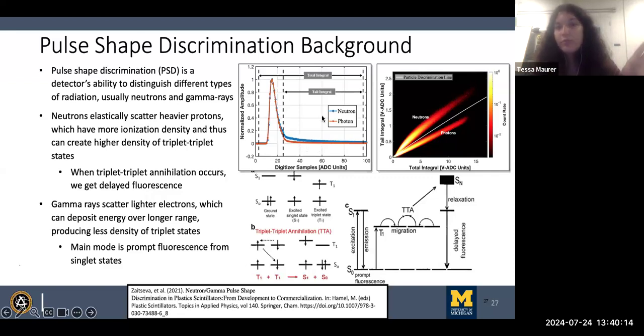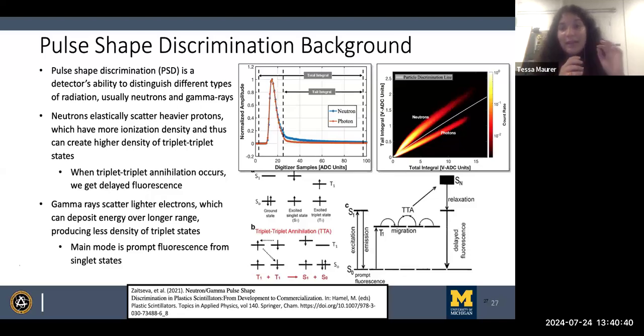We have a neutron and a photon pulse that result from the same energy. And you can see that the neutron pulse has more of a tail. It's got more tail area than a photon. And that's because the triplets are annihilating too, and they're delayed, a little bit slower. They get delayed fluorescence there.